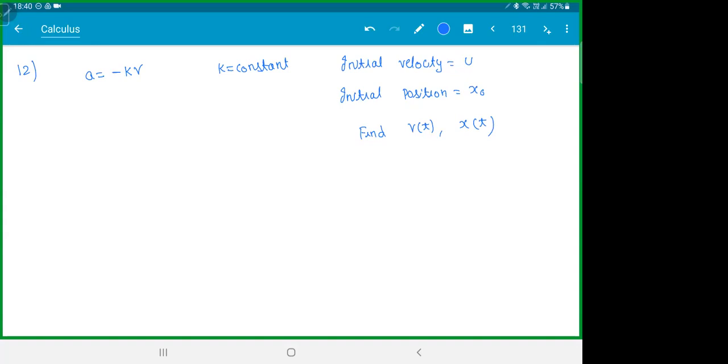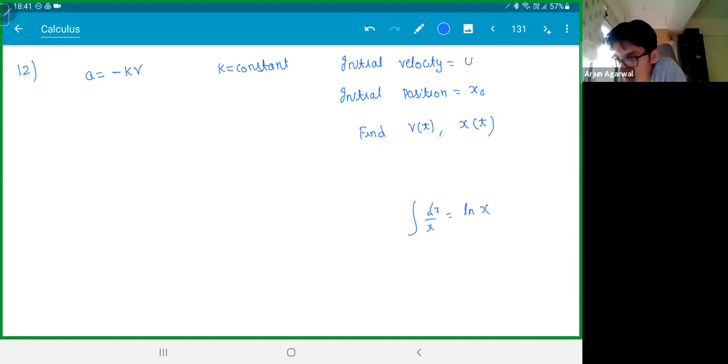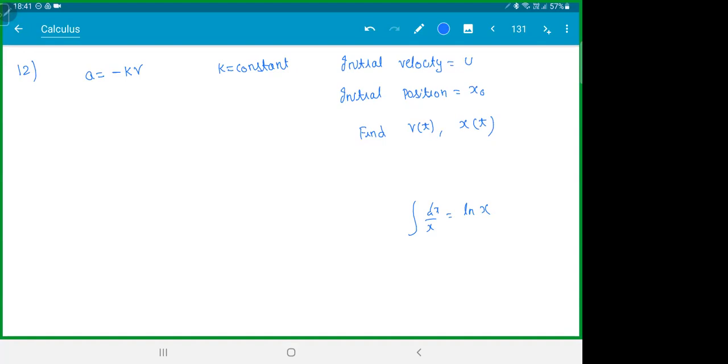How do you do this? This is a good one, right? I hope you remember this, integral dx by x is ln x. Did they teach you logs in class? They didn't teach you logarithms yet. Okay, then I think it will be a little difficult. Try for a minute, I'll show you. Velocity should still come. I'll just tell you, explain a little.